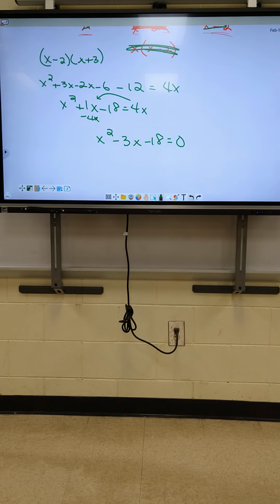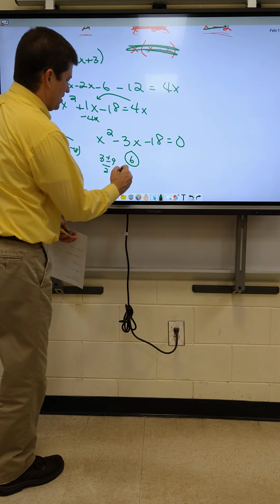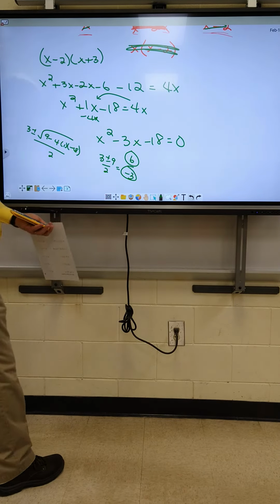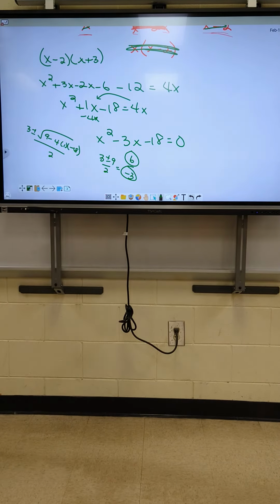Nine, 3 plus or minus 9 over 2. 12 over 2 is 6, negative 6. Check my answers, guys. I got 6 and negative 3 on that one.